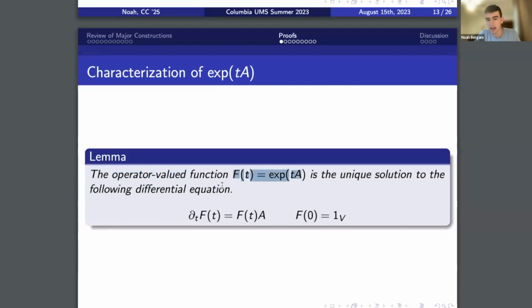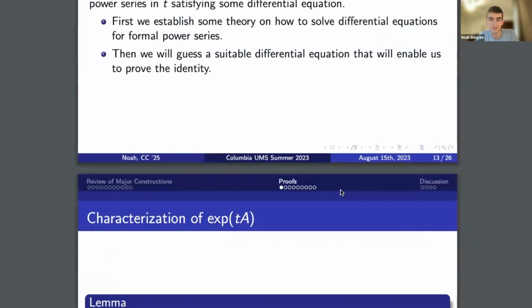This should look familiar, right? If I'm taking the derivative of f with respect to t, then it's f of t times a. So an a pops out of it. It should be natural that this is the exponential, because it's basically just the derivative of itself, and then this factor is popping out. And then you have an initial condition that f of 0 is just equal to the identity endomorphism.